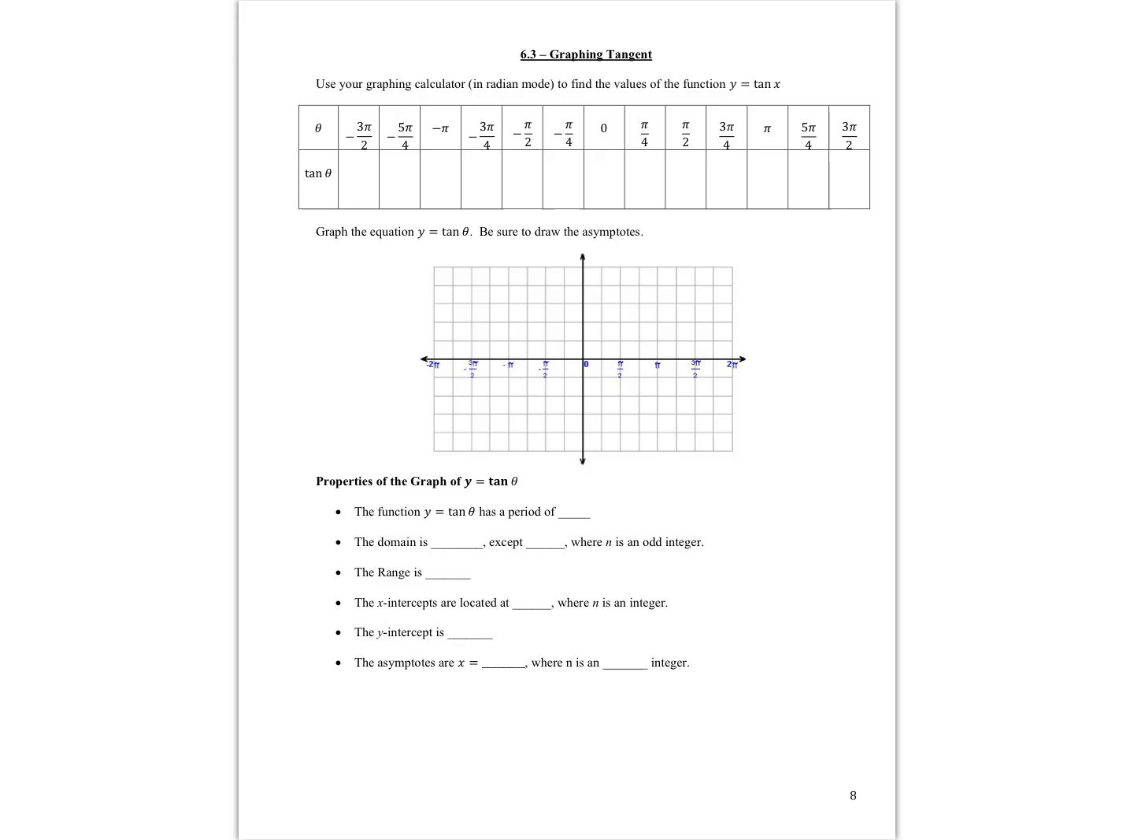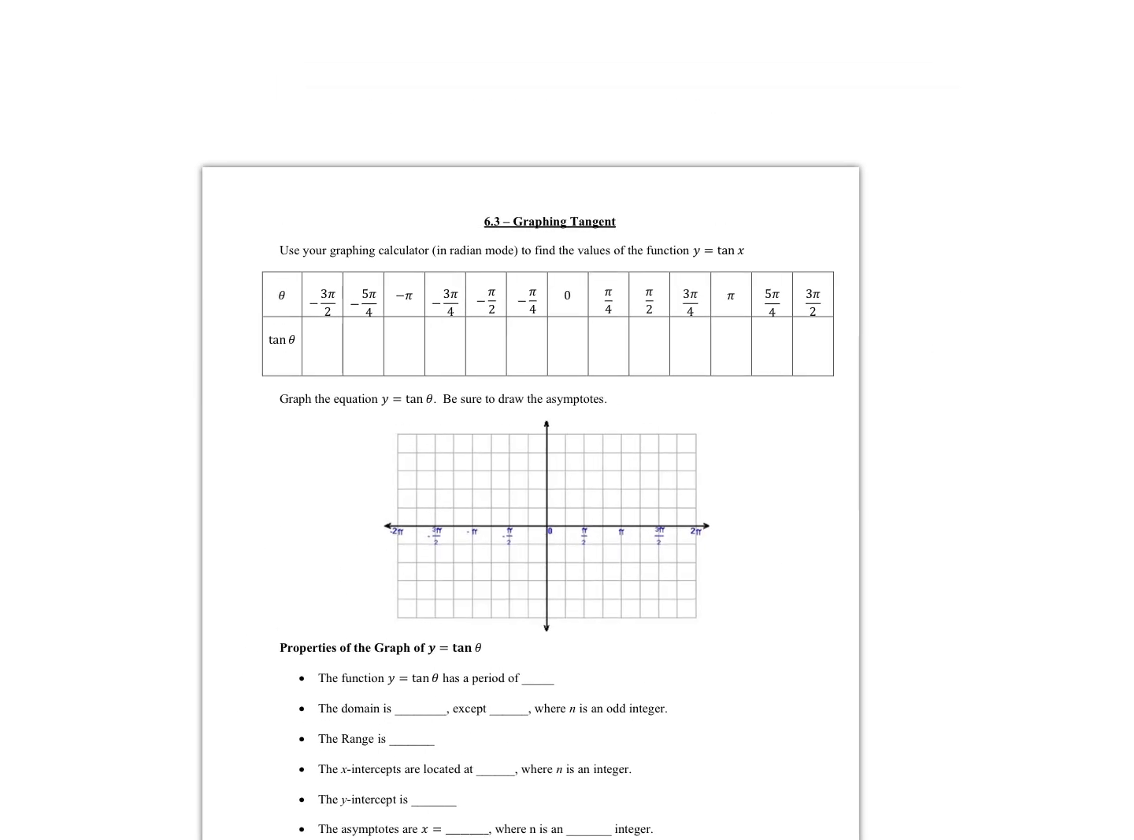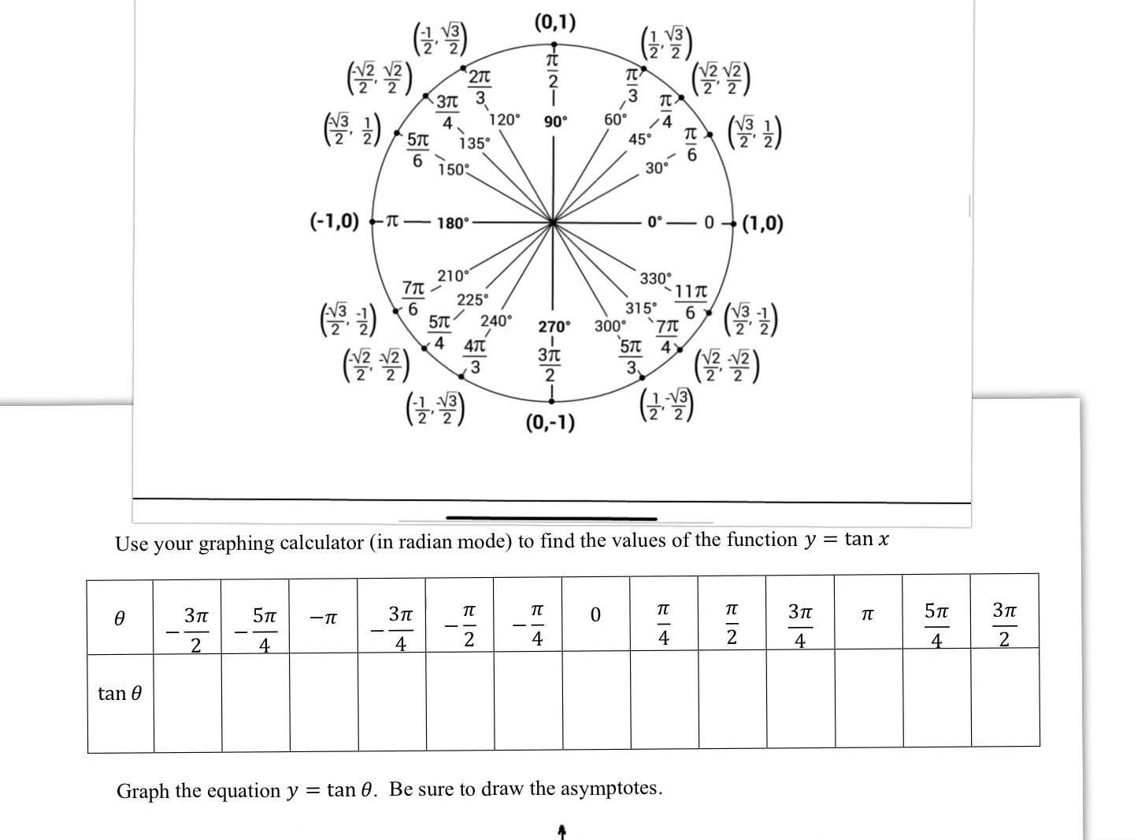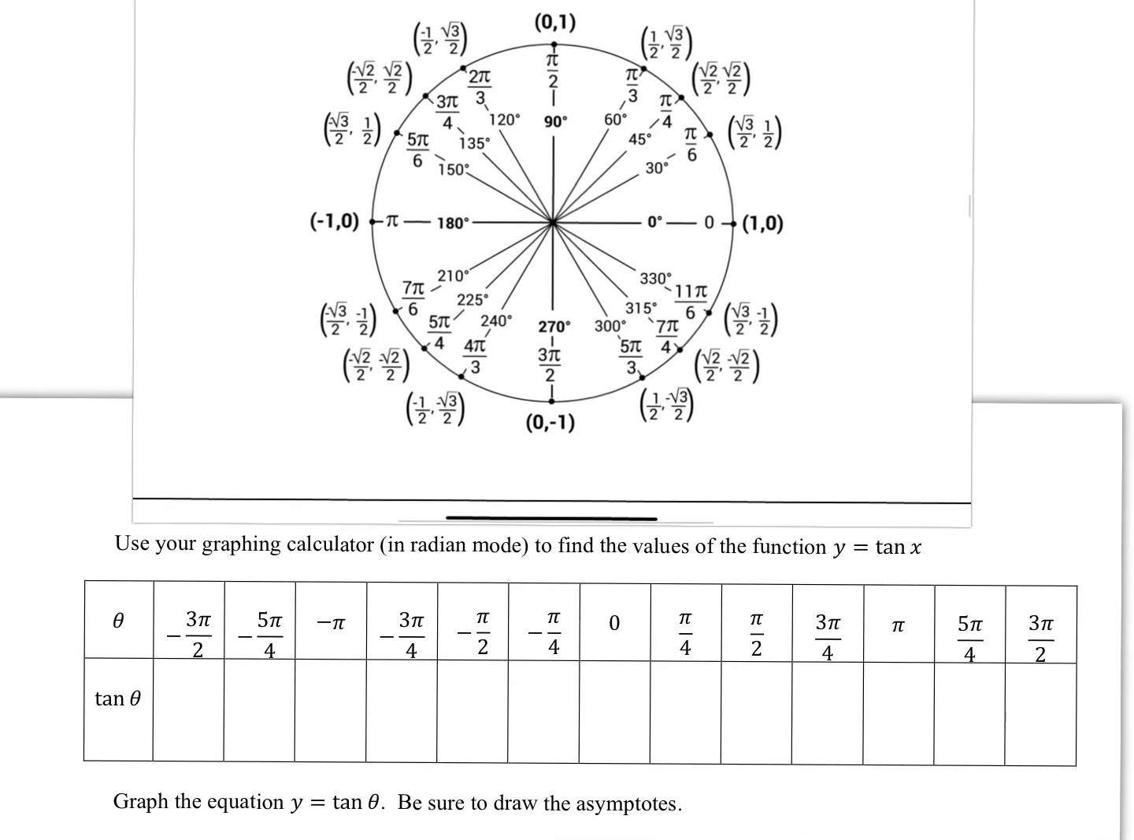So in 6.3, we do want to graph tangent. We're going to graph tangent. Let's fill in this chart like we did for sine and cosine, using radians. I had to start at negative 3 pi over 2. I have a reason for that.